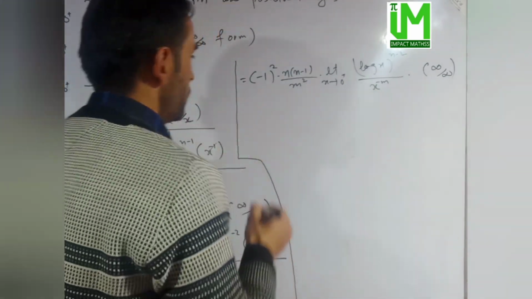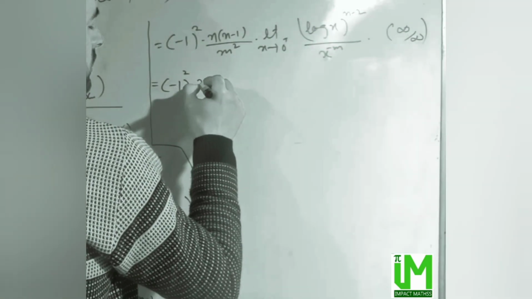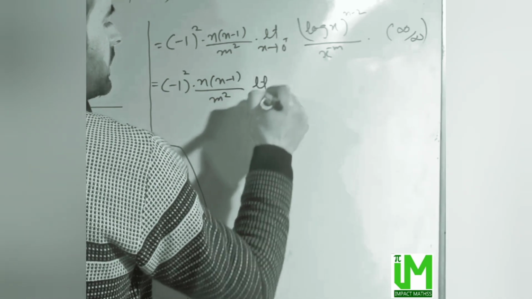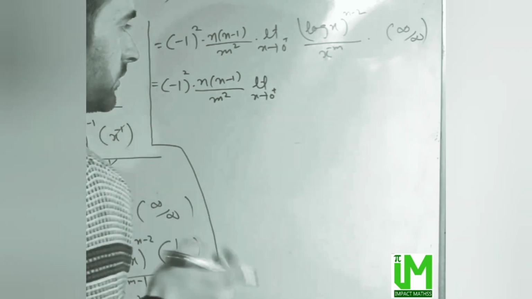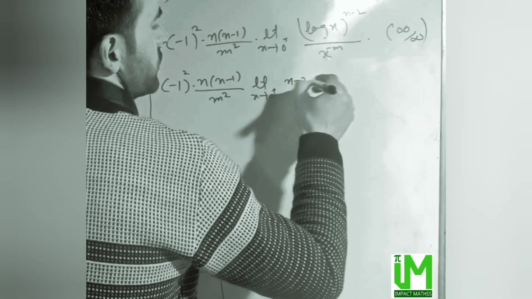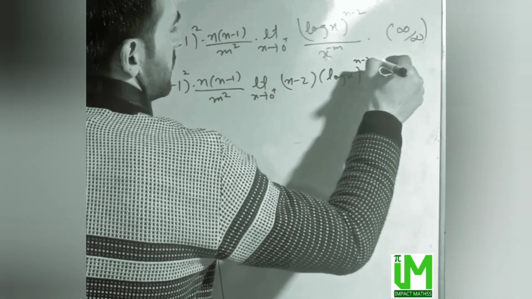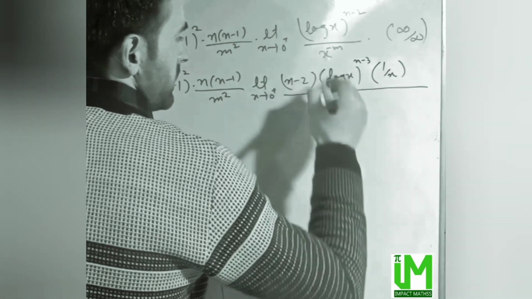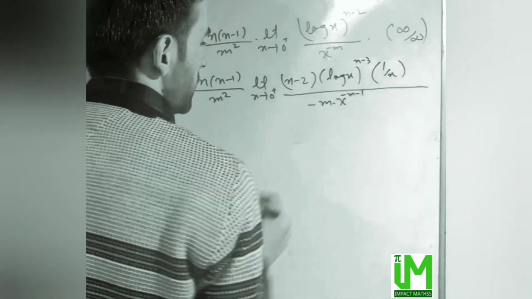by L'Hopital's rule. Now again applying L'Hopital rule, so this will be minus 1 whole square into n minus 1 divided by m square into limit x approaches to 0. फिर से differentiation of the numerator divided by the differentiation of the denominator. So log of x raised power n minus 2 की differentiation n minus 2 into log of x raised to power n minus 3 और log x की फिर से differentiation 1 by x, x raised power minus m की minus m into x raised to power minus m minus 1.